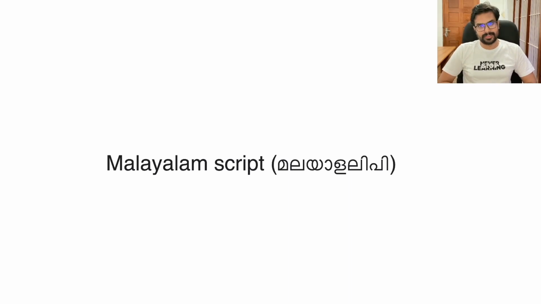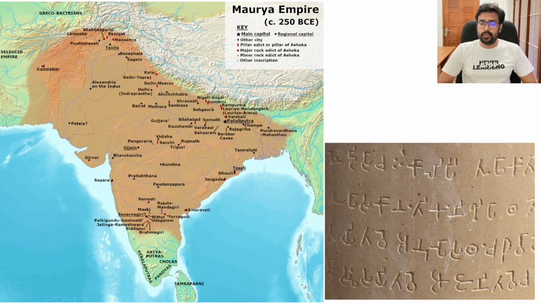History, and the evolution of Malayalam script. Let us go way back in time when most of the Indian subcontinent was ruled by the Mauryan Empire. The script used then mainly was the Brahmi script, as seen in the image on the right, which is an inscription during the time of Emperor Ashoka.